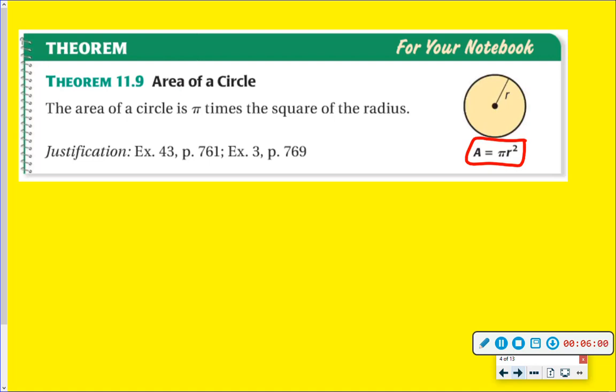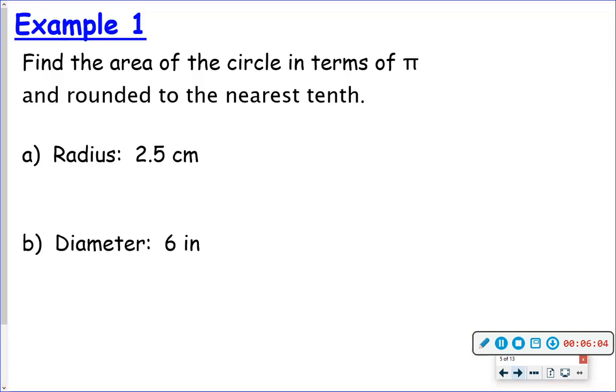Okay, easy problems. We're going to do 2 more area problems, and then we'll get into the sectors. Now, notice directions. Find the area of the circle in terms of pi and to the 10th. Same on your homework. They're going to ask you for the exact answer with pi, then they want you to punch it in the calculator and round it. Okay, fine. So, same formula, pi r squared. They give you the radius.